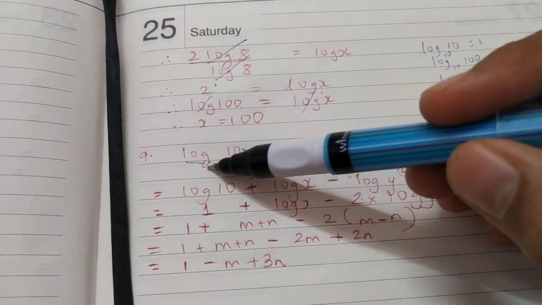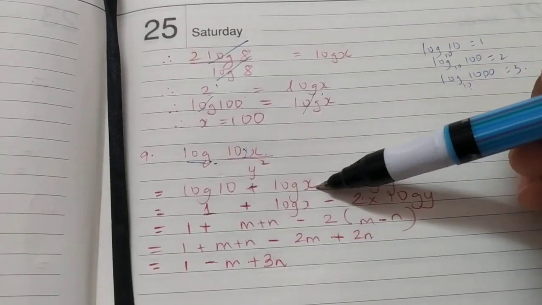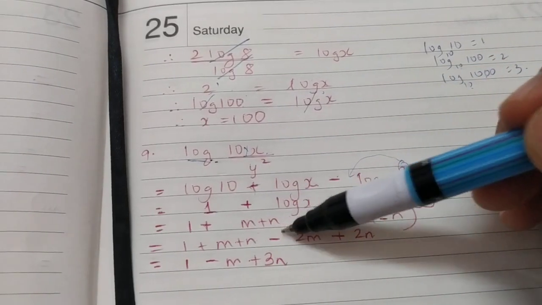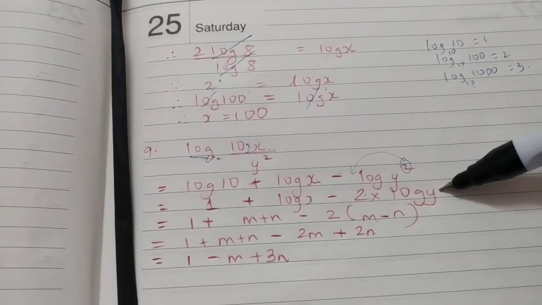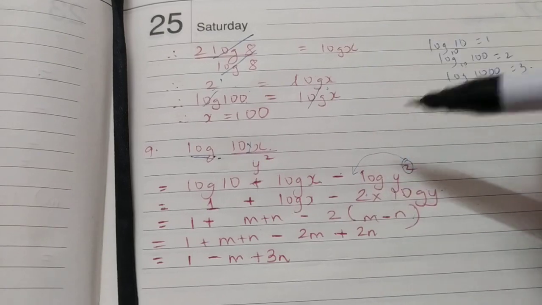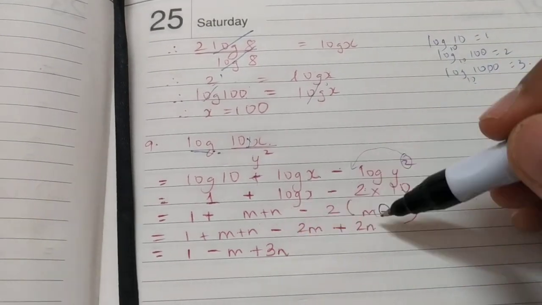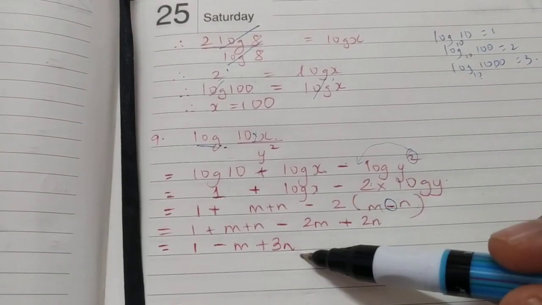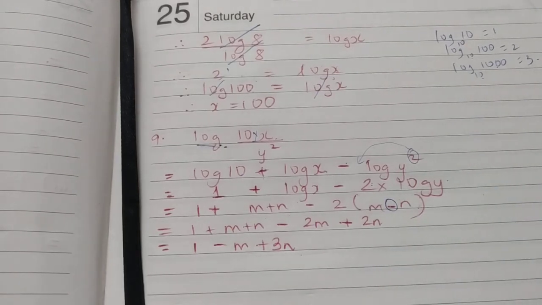By the way, log 10 is 1. Log x is given in the question as m plus n, and log y is given in the question as m minus n, in brackets of course, because when we open the brackets this sign will change, like terms together, and this is the final answer in terms of m and n.